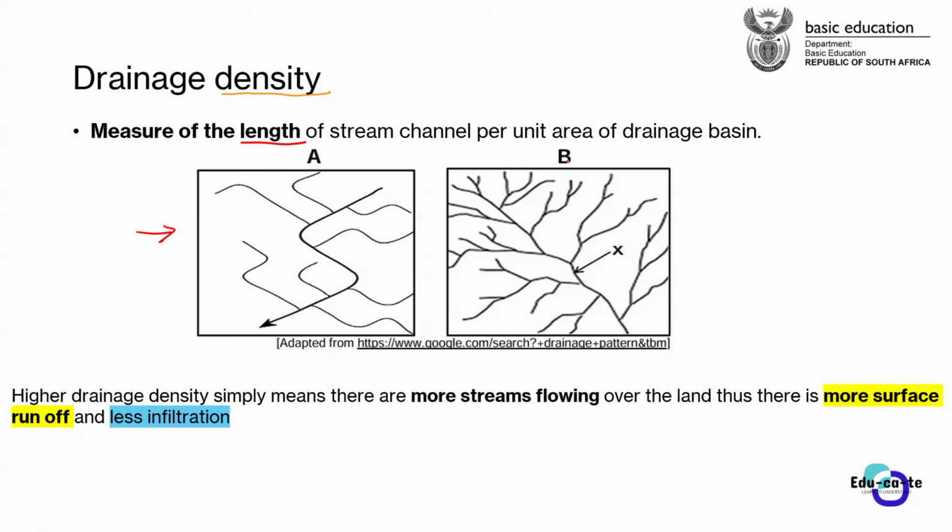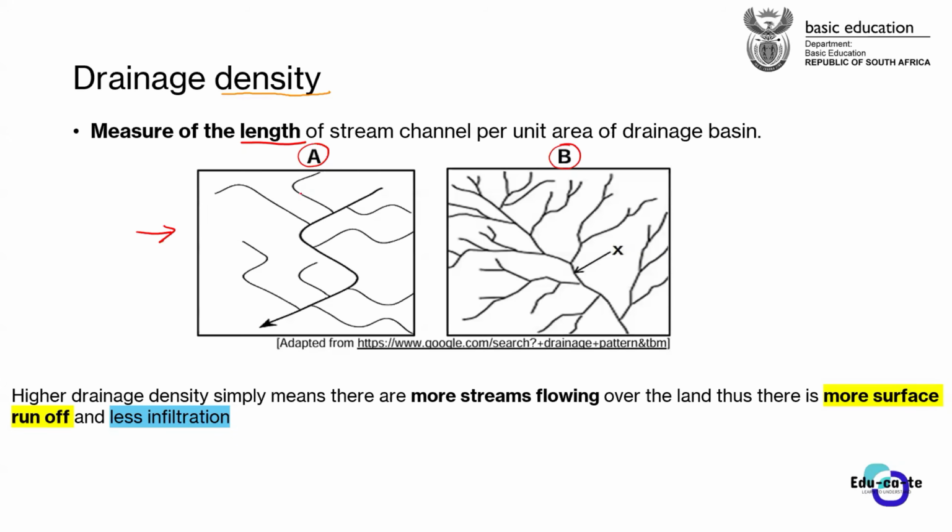So basically the drainage density, to an extent, refers to how many streams we are finding in a certain area. But when you define it in an exam, you say it is the measure of the length of the stream channel per unit area. So you can say that drainage pattern B has got a higher drainage density compared to drainage pattern A, because drainage pattern A has got fewer streams. It means that you can see fewer streams flowing over the land.